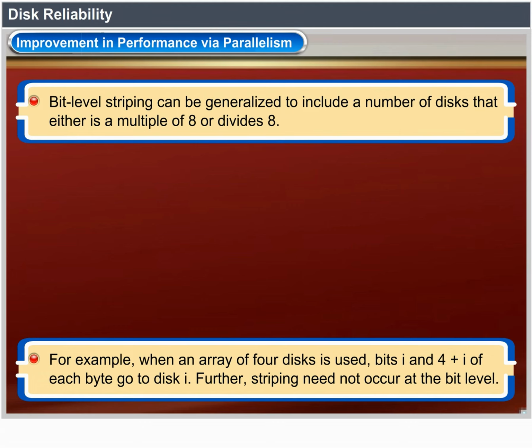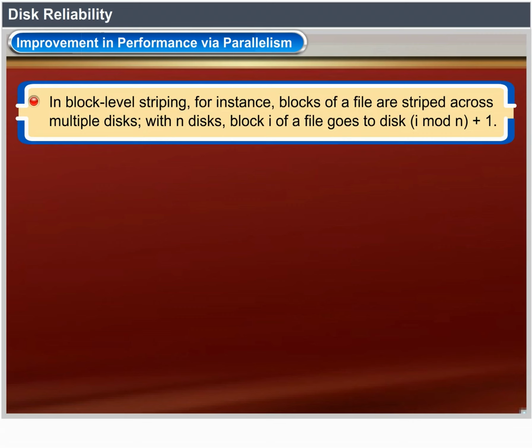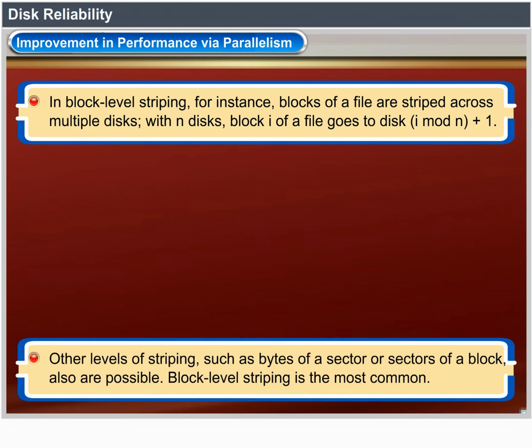In block-level striping, for instance, blocks of a file are striped across multiple disks. With n disks, block i of a file goes to disk (i mod n) plus 1. Other levels of striping, such as bytes of a sector or sectors of a block, also are possible. Block-level striping is the most common.